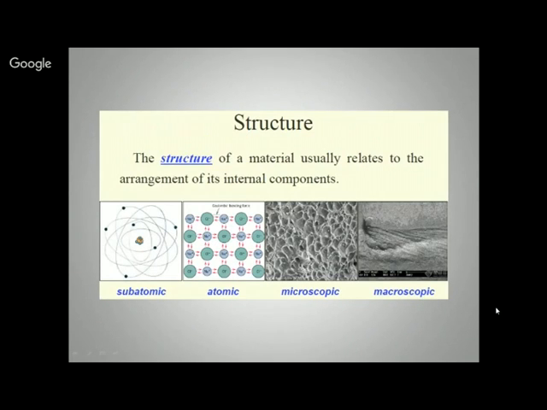So structure, what is structure? At the subatomic level, all of you know that in the atom you have a nucleus, and the electrons are moving in particular orbitals around the nucleus. And at the atomic level, you have different ions, different atoms. They are at some particular positions, arranged in a regular fashion. Those are known as crystalline materials. If they are not arranged in a regular fashion, that is known as amorphous materials.